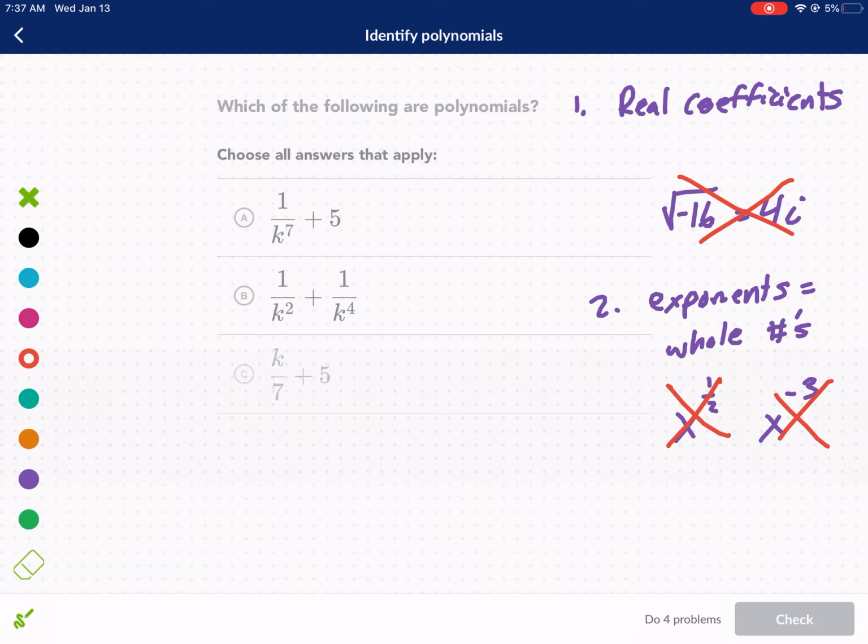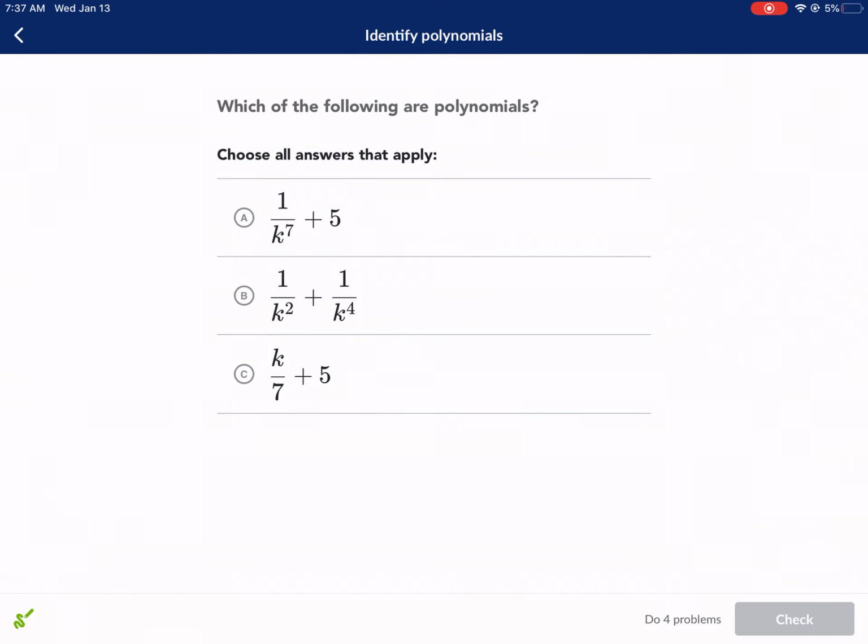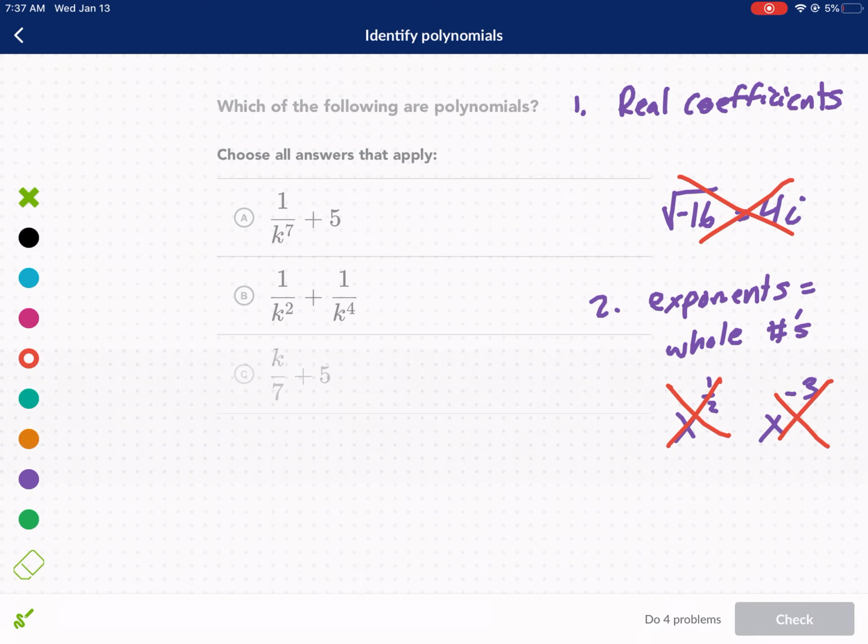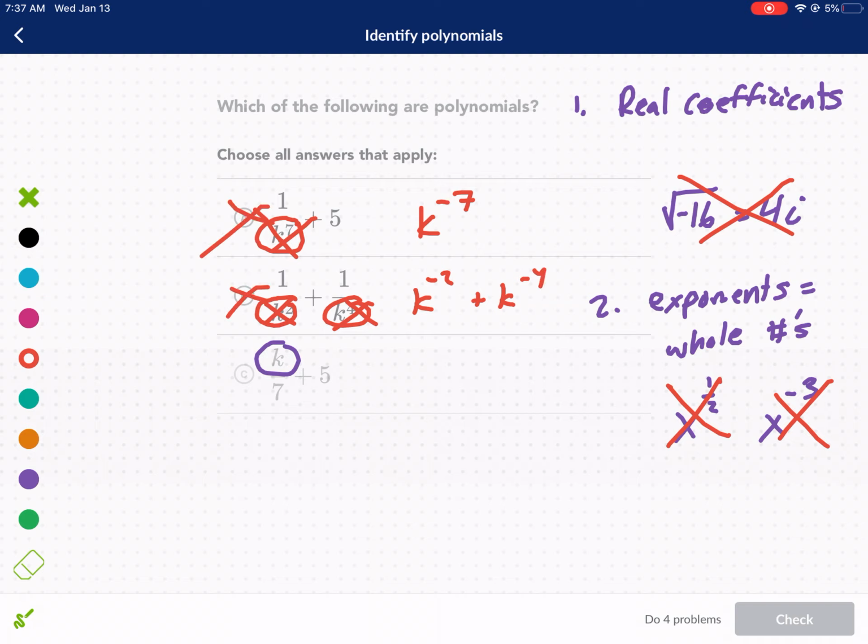So let's go ahead and apply it. If we're looking here, we see that we have k in the denominator here, and here, and here. And the only one that has k in the numerator is this one. K cannot be in the denominator to be a polynomial. That essentially means that we have a negative exponent. So this one would be k to the negative 2, and that would be plus k to the negative 4. Those are negative exponents, so A and B are excluded.